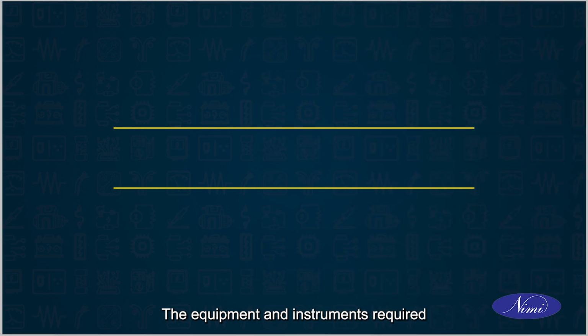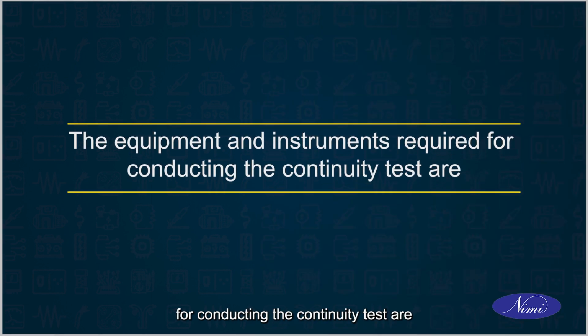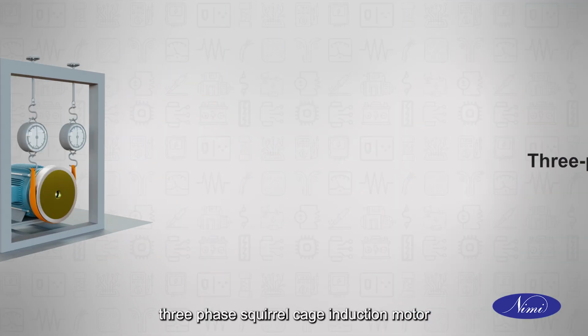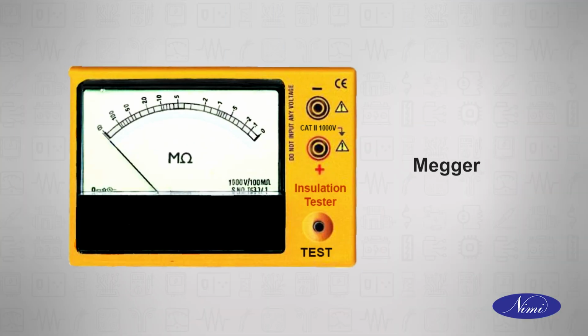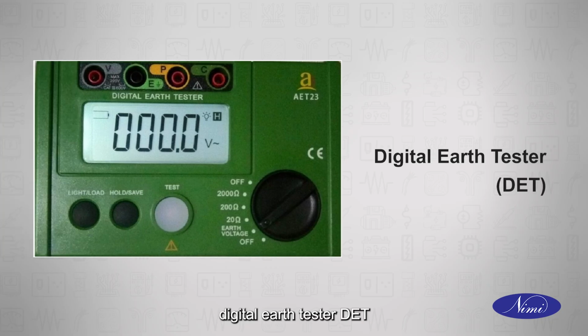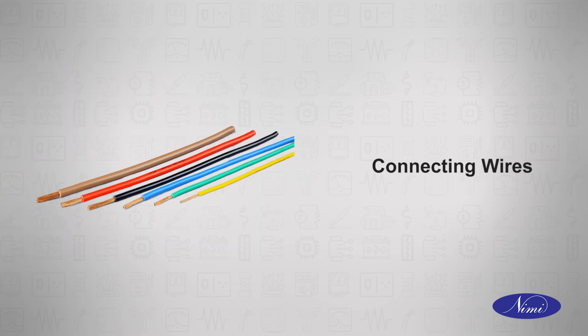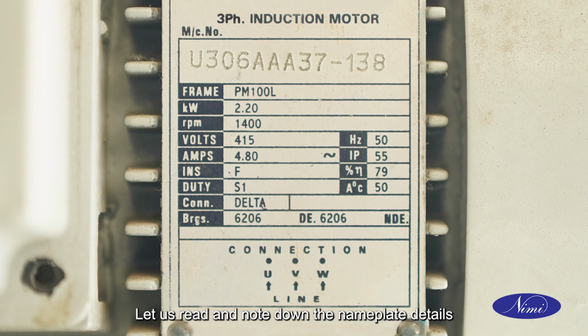The equipment and instruments required for conducting the continuity test are three-phase squirrel cage induction motor, megger, digital earth tester (DET), connecting wires. Let us read and note down the nameplate details mentioned on the three-phase squirrel cage induction motor.